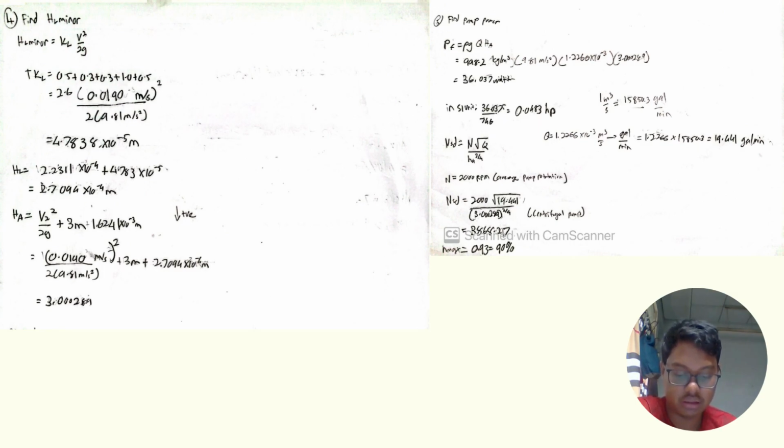And then we can convert it to horsepower by dividing by 746, and then we obtain 0.0483 horsepower. And then we can calculate the NS, where N times the square root of Q, the flow rate, over HA to the power of 3 over 4, and N is 2000 RPM, which is the average pump rotation. Then we can obtain the value, and we can find the type of pump, which is a centrifugal pump, and the maximum efficiency is 90%.